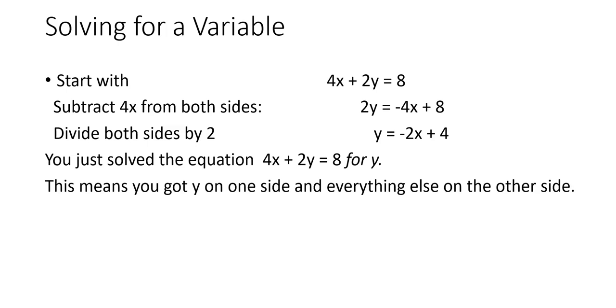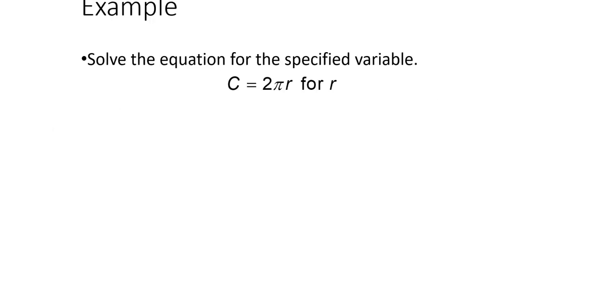Why would we want to do this? Well, suppose we had an equation like this. Maybe you recognize this as the formula for the circumference of a circle, and you want to find the formula for radius in terms of all the other variables. So solve c equals 2 pi r for r. So you're going to solve one formula in terms of a variable.